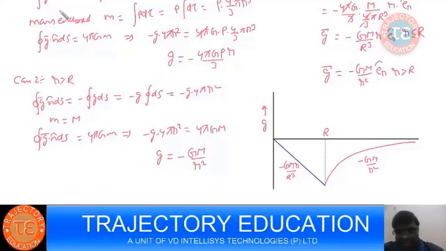In 10 plus 2 books, you get the graph above this axis. But that is right only till the 10 plus 2 level. At 10 plus 2, we can neglect the significance of the sign. But for a graduate student, it is expected that you must know what the sign signifies. So don't put this, this will be wrong, right? This won't be the graph. This will be the graph. This is the right graph. Okay, g is this. Thank you very much.